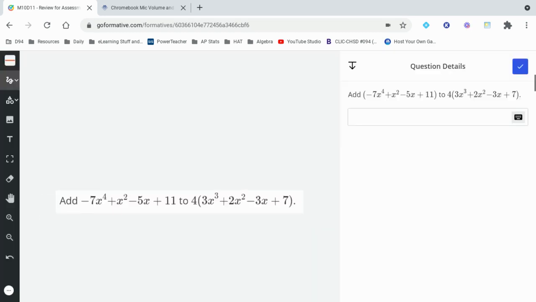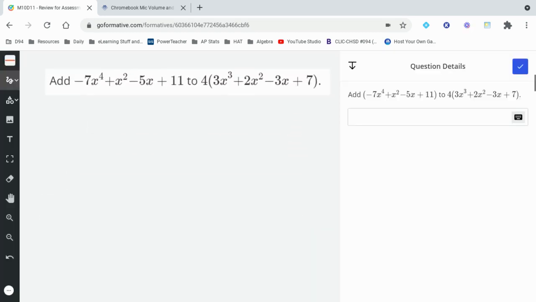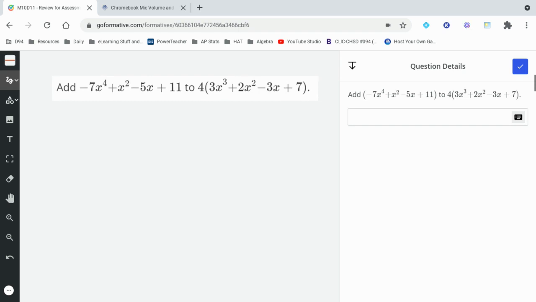And so if I click on this, I'm supposed to add these two things together. Now notice here, I've got to distribute out this 4 first. And so that's going to become negative 12x to the third plus 8x squared minus 12x plus 28. Now we're going to take that and add it to this original polynomial over here.